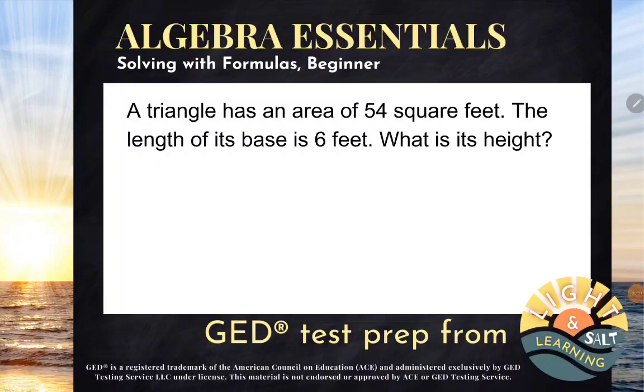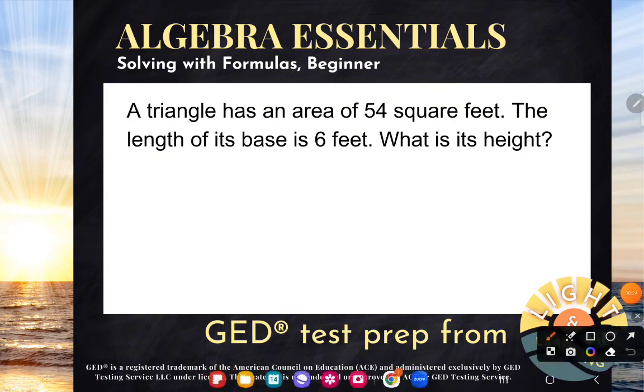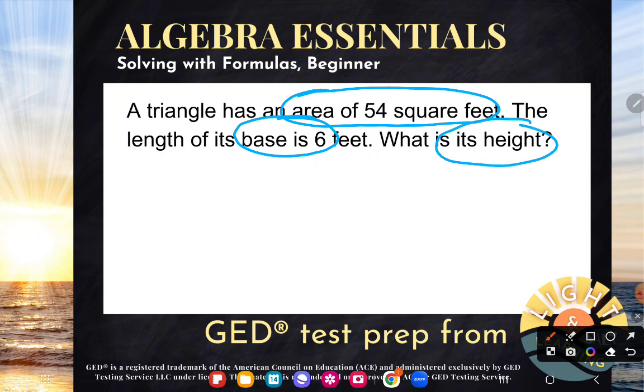Hey, algebra students, let's take a look at this word problem. It says a triangle has an area of 54 square feet. The length of its base is 6 feet. What is its height? Now, exciting for us, we can see that in this particular example, we have a relationship between three things. We know this triangle's area. We know the length of its base, and we're looking to find its height.